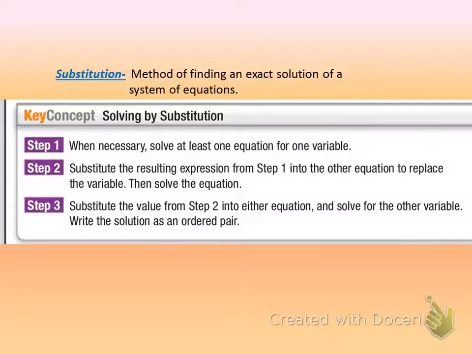Step three. Or here, let me go back. Step two real quick. When you're done solving an equation, what do you get? A solution, also known as starts with N. A number, right? You get a number. So this will give you a number. Step 3 says substitute the value from step 2, which is that same number, into either equation, solve for the other variable, and then write the solution as an ordered pair.